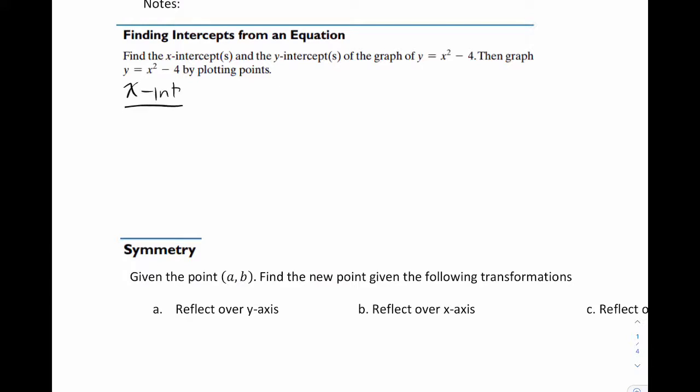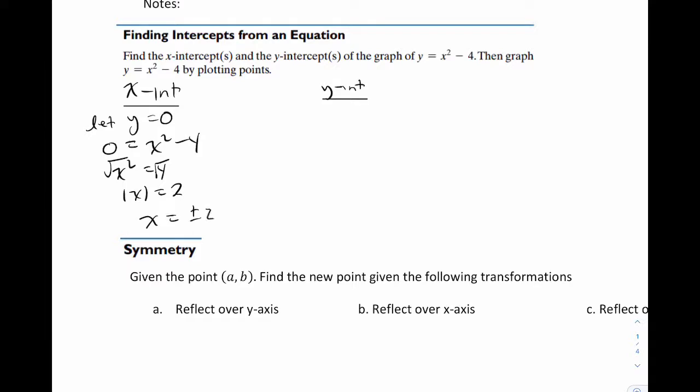So let's separate it. We'll do x-intercept first and we'll do y-intercept second. Recall the x-intercept, you simply let y equal 0. So let's do that, and we solve for x. So x squared is 4. Don't forget that this is the absolute value of x, and that will then generate plus or minus 2. So there's your x-intercepts. For the y-intercept, you simply let x equal 0. So you plug that in, and we get negative 4.